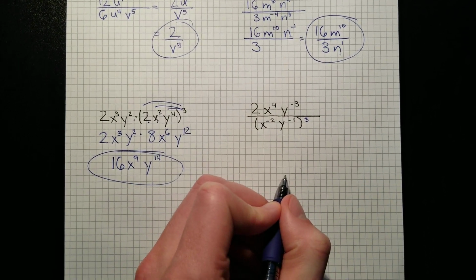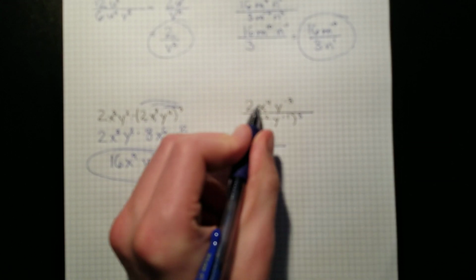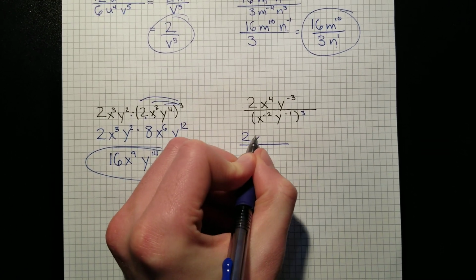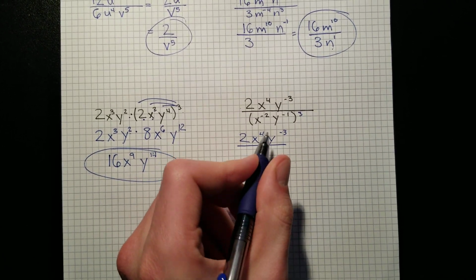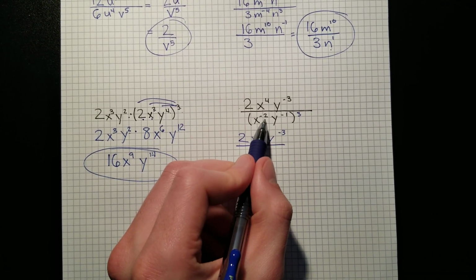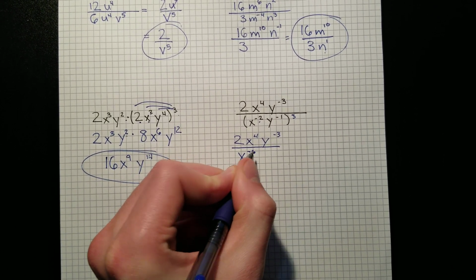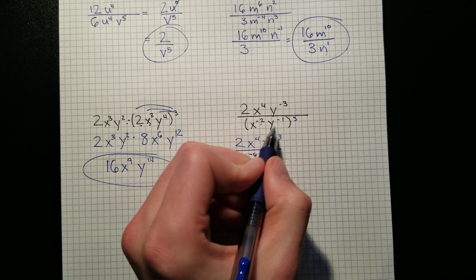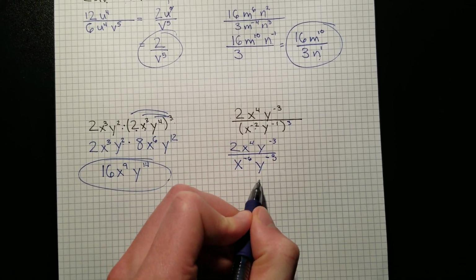All right. So for this last one, again, this is just 2 steps. Nothing can happen on the top. So we have 2x^4, y to the negative 3. And the stuff on the bottom, well, we're going to be multiplying these exponents. So x to the negative 2 times 3, that's x to the negative 6. And y to the negative 1 times 3, well, that's y to the negative 3.